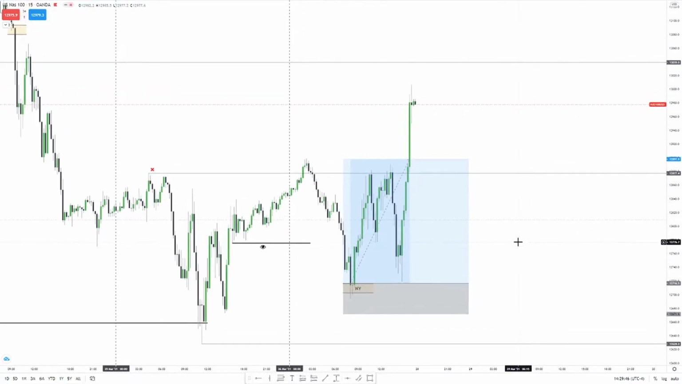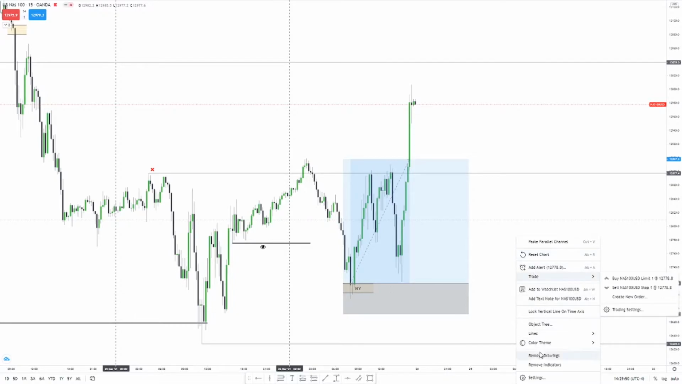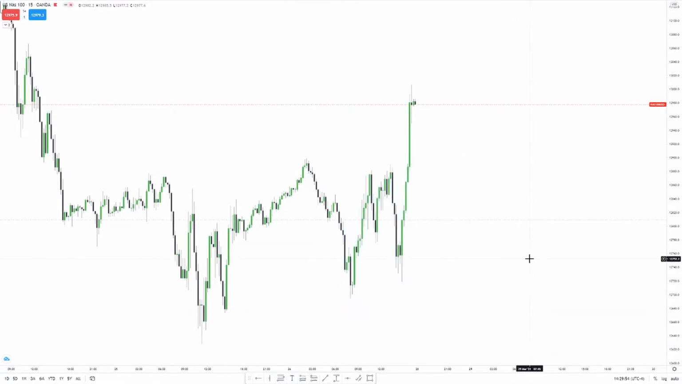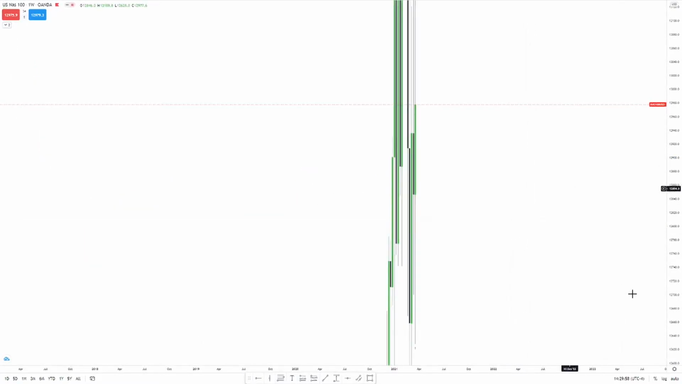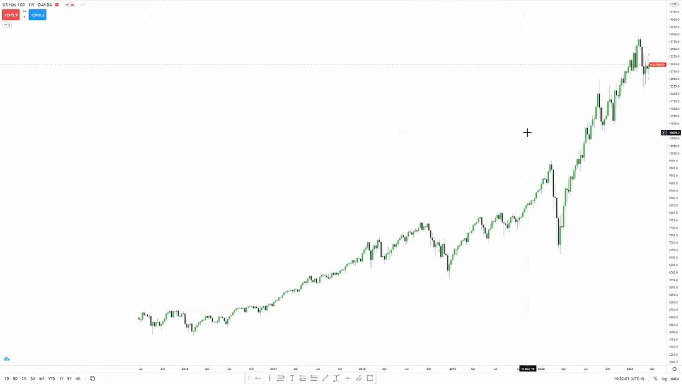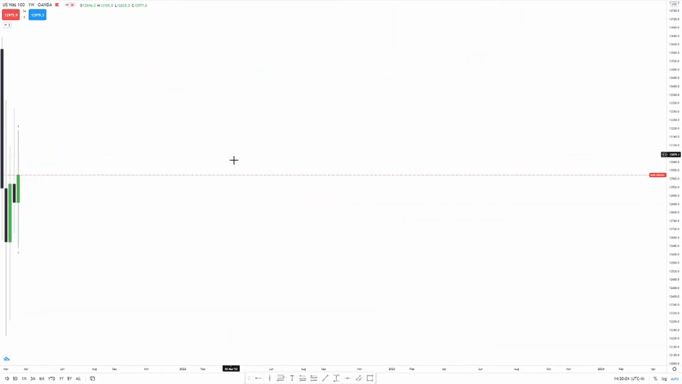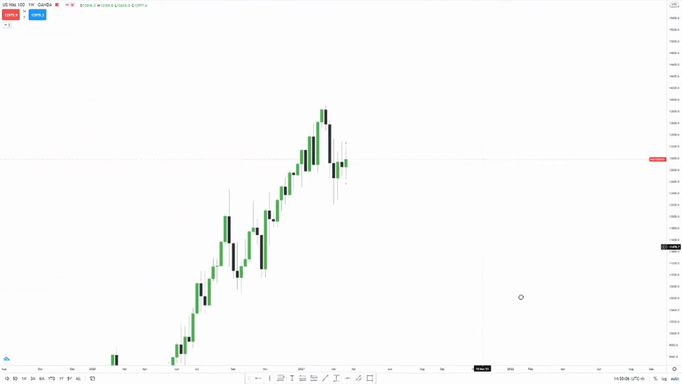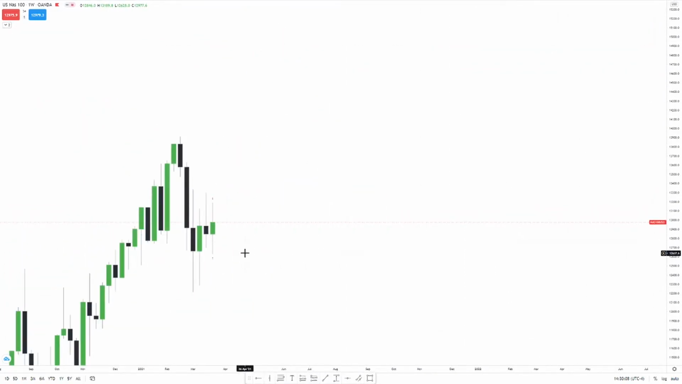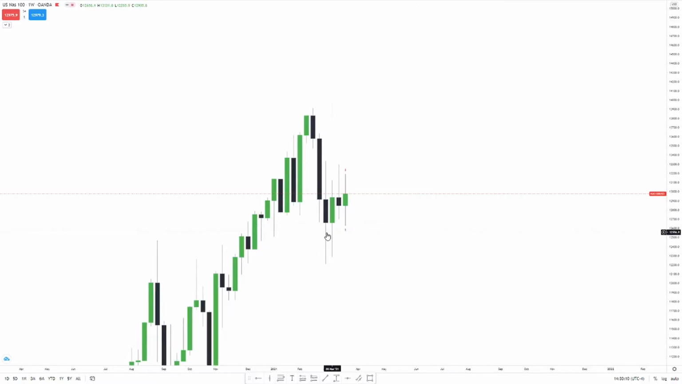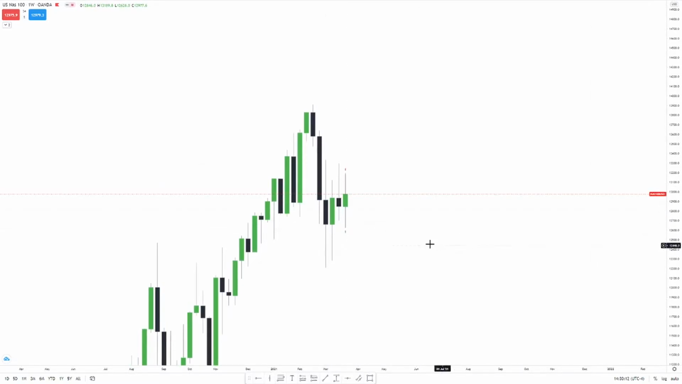But nevertheless, let's see what we can possibly expect for the week ahead. I'm just gonna remove this. Let's head down to the weekly. Let me just reset this. I need to take off these arrows, but never mind.